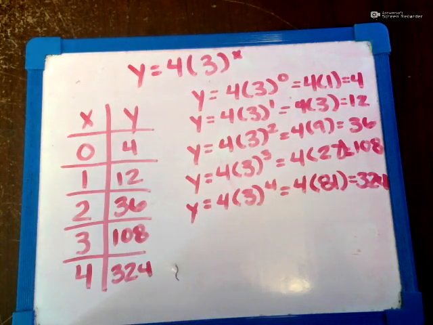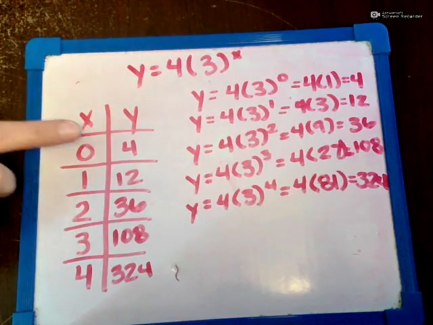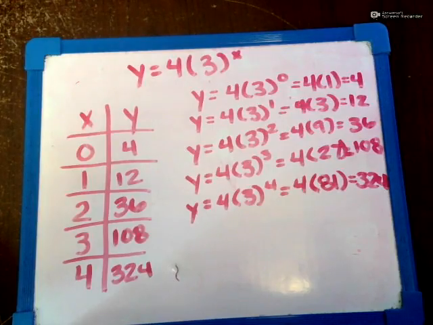And I was hoping that they would give us something that was easy to graph, but they didn't, because look, we have 0, 1, 2, 3, 4, and then we have 4 all the way up to 324. So again, I am an evil, lazy person, and I would use a graphing calculator because it's just going to be easier.